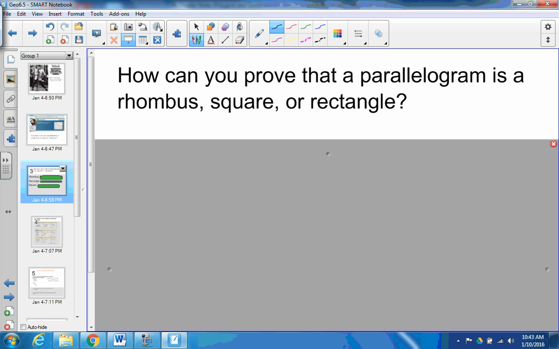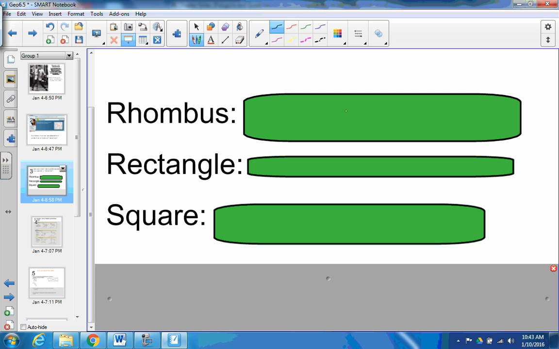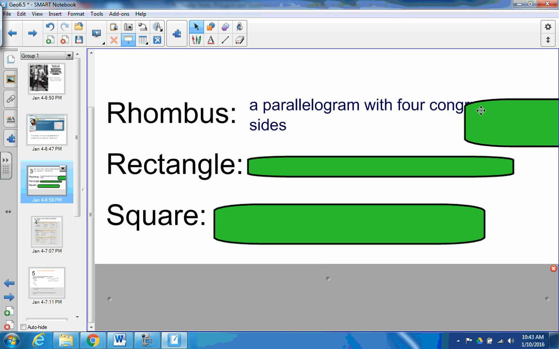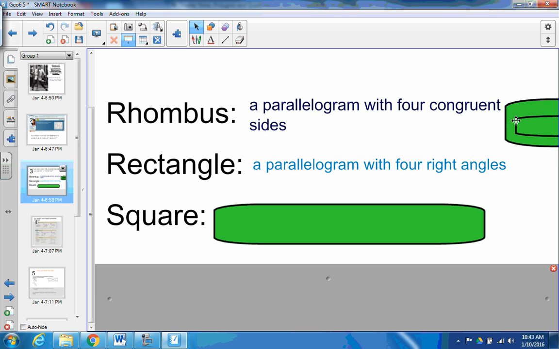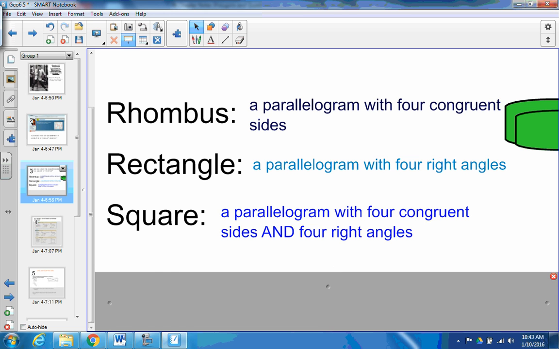How can you prove a parallelogram is a rhombus, square, or rectangle? Well, first let's define what they are, because definitions are the first ways. A rhombus, we've said this before, is a parallelogram with four congruent sides. So you can prove it's a rhombus if you can prove that it's a parallelogram and it has four congruent sides. You can prove it's a rectangle if it's a parallelogram with four right angles. Doesn't matter what the sides are, as long as you have a parallelogram with four right angles. And more specifically, for a square, you have to prove both, a parallelogram and that it has four congruent sides and four right angles. So those are those definitions, just to review.